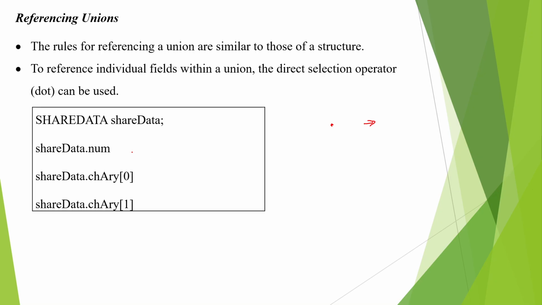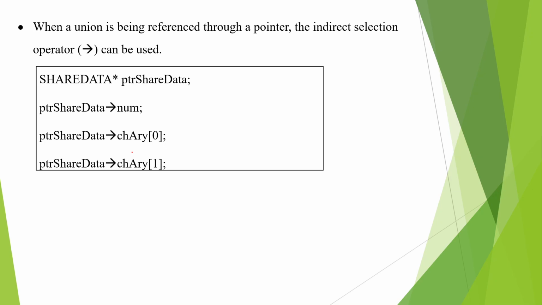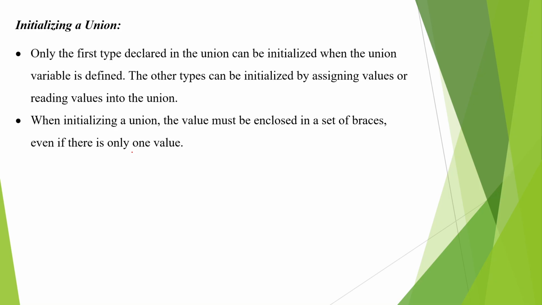If it is a normal variable, use the dot operator, and if it is a pointer to a union, use the arrow operator. Initializing is the same. You can follow individual initialization or the set of values initialization. When initializing a union, the values must be enclosed in a set of braces, even if there is only one value. The way you declare and initialize a structure, you can declare and initialize a union.